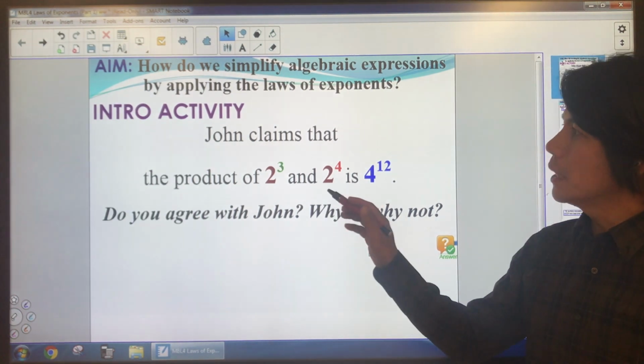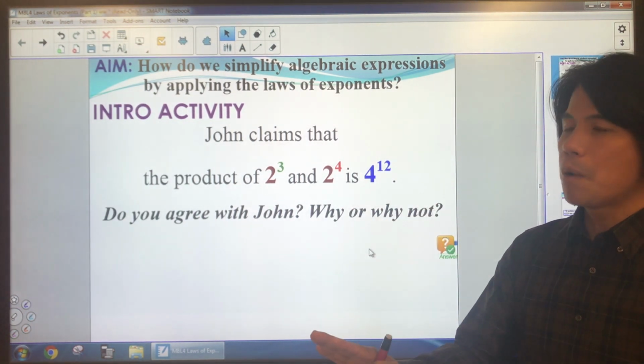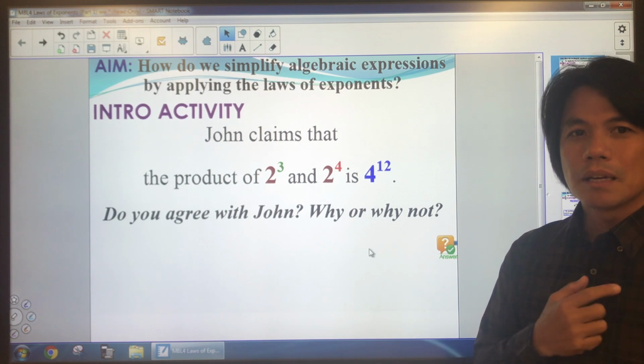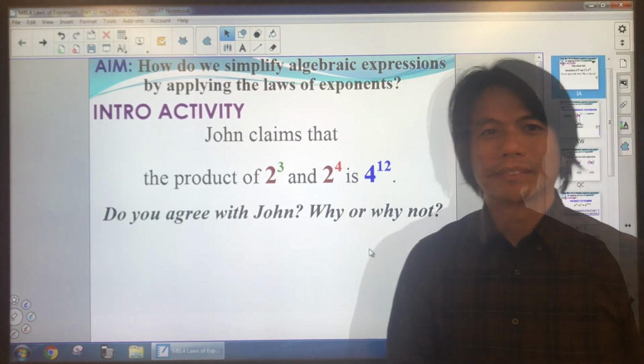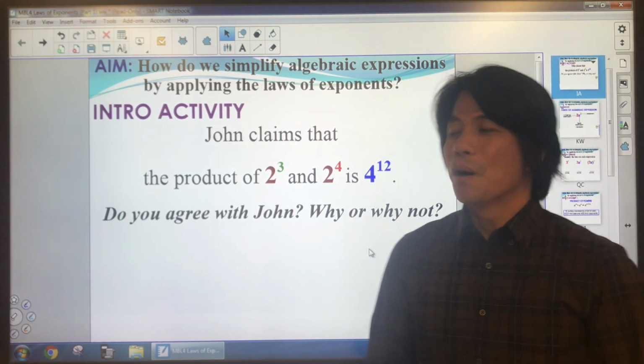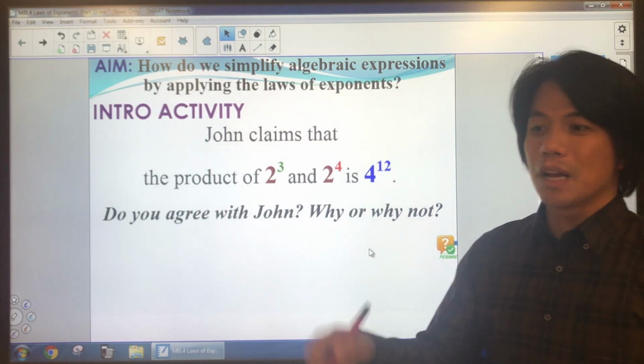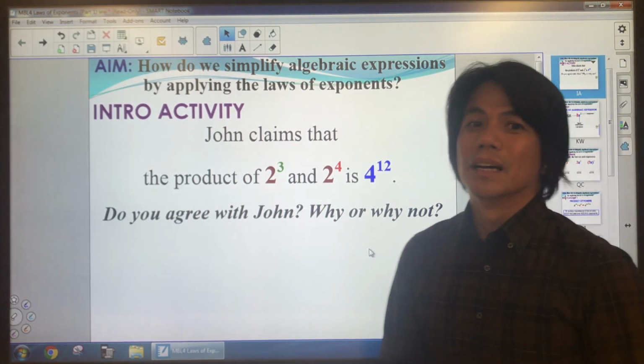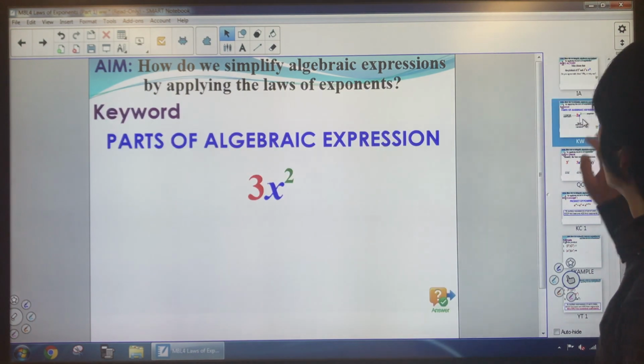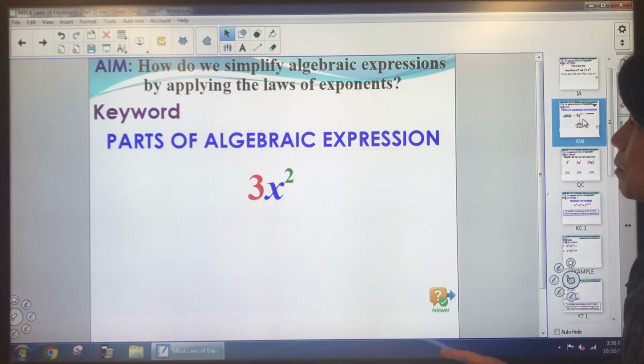Go ahead and complete the intro activity. Make sure you pause your video while you're doing it. Come back once you're done. Welcome back. We are going to answer this question as we go along with the lesson. Alright? Let's go to the parts of an algebraic expression.